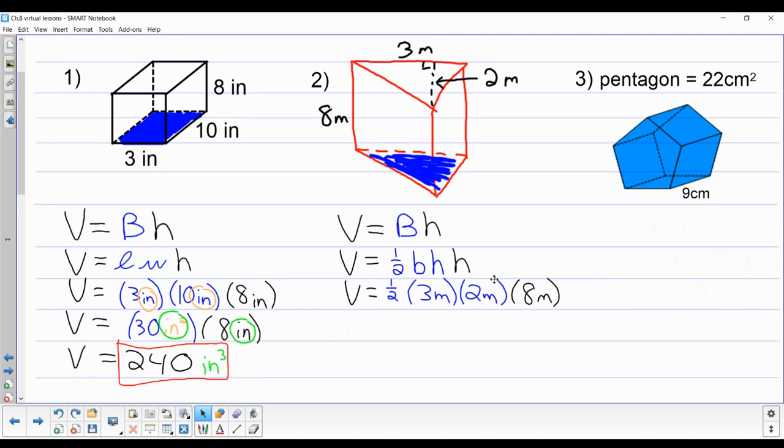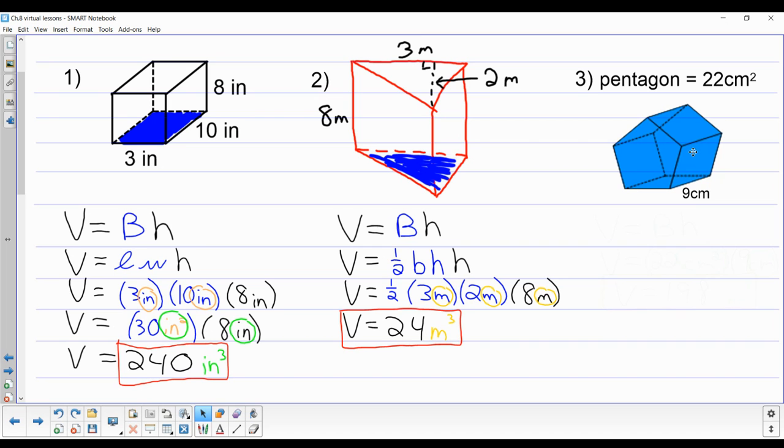Then I solve using the order of operations, but again, if it's all multiplication, I can just do 1/2 of 2, which is 1. 1 times 3 is 3, and 3 times 8 is 24. If it's all multiplication, you are allowed to multiply in any order you want. So the volume is equal to 24, and meters times meters times meters, when you multiply it by itself 3 times, is meters cubed.